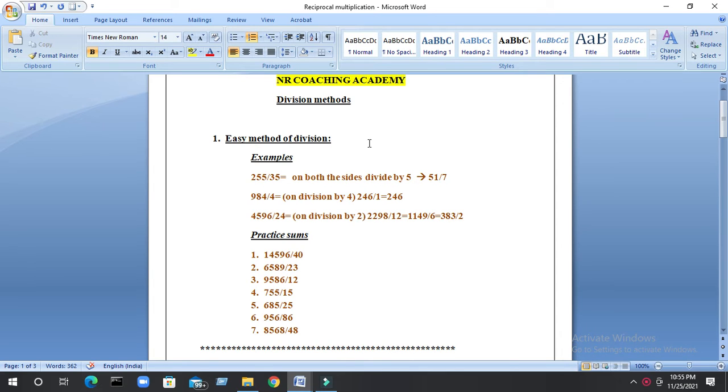The first method here is a very easy method of division. What I have observed with students is that if there is a numerator and a denominator, whether they know the multiplication table or not, they just end up dividing directly. For example, if I give you 255 by 35, they take 35 and start dividing the numerator, 255, by 35.